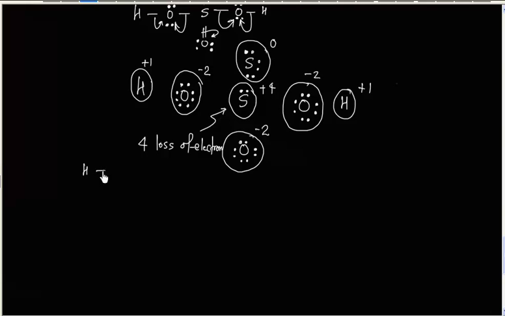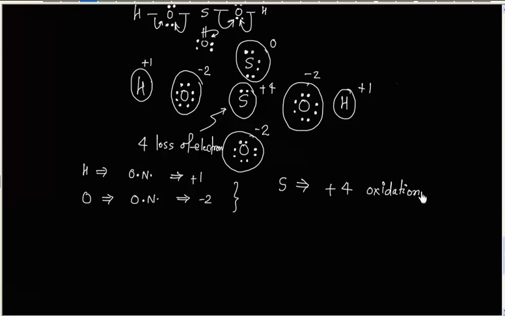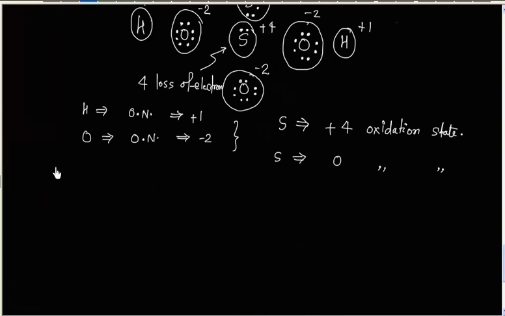So this means hydrogen has an oxidation number of +1. Oxygen has an oxidation number of -2. And there are two kinds of sulfur. One sulfur atom has +4 oxidation state. Oxidation number is also called oxidation state. Another sulfur atom has 0 oxidation state. You can also calculate oxidation number using another method for this molecule.